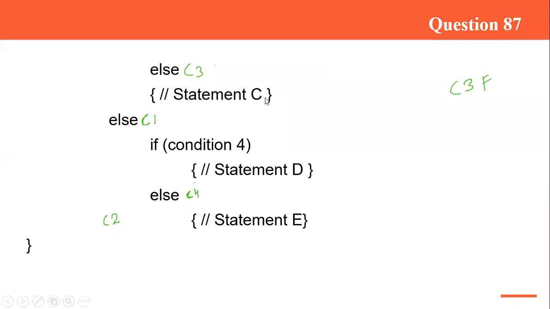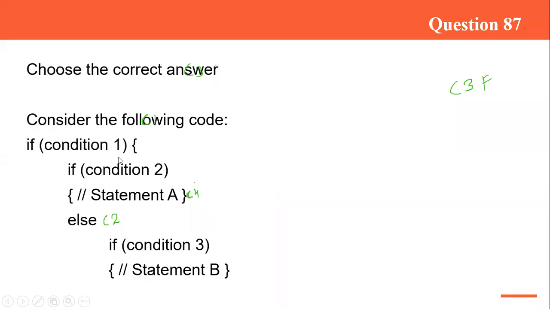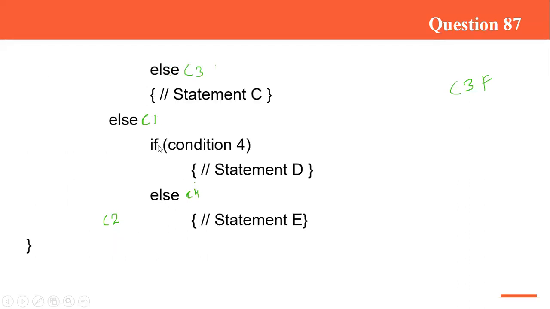Okay, now let us talk about C2, C1. Okay, C1 is here. C1 should be true or false? It is inside C1's if part, right? That means C1 should be true. Do you agree? C1 must be true, because statement C is inside C1's if part, not in the else part.